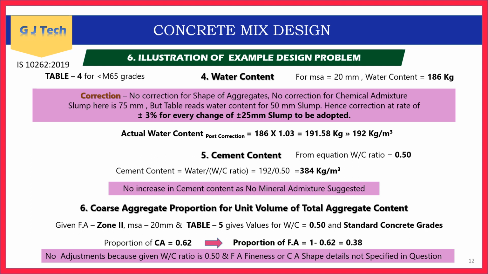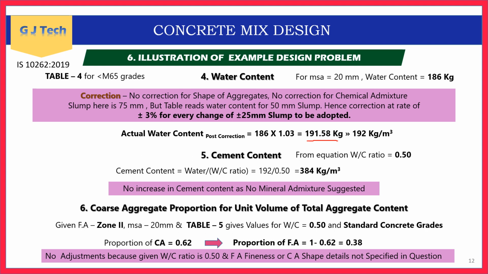The table values are given for a slump of 50 mm, but in the current problem the slump is 75 mm, so there is an increase of 25 mm slump. A correction needs to be applied at 3% for every increase of 25 mm slump, so we can increase this 186 kg of water content by 3%, and we obtain a value of 191.58 kg that can be rounded to 192 kg per meter cube of concrete.